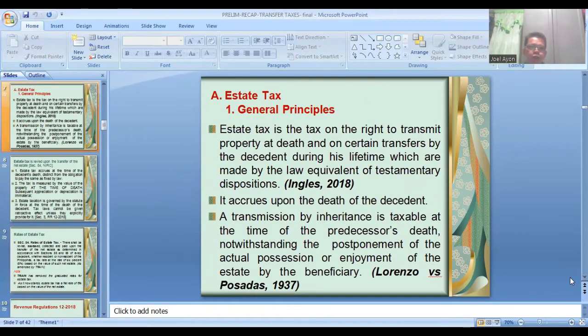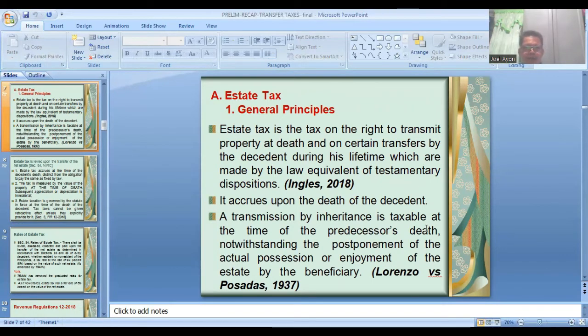Right. So first topic, we have the estate tax. So under the transfer taxes, we have estate tax. So what is estate tax? Estate tax is the tax on the right to transmit property at death and on certain transfers by the decedent during his lifetime, which are made by the law equivalent of testamentary disposition. So that was extracted from the Book of English 2018.